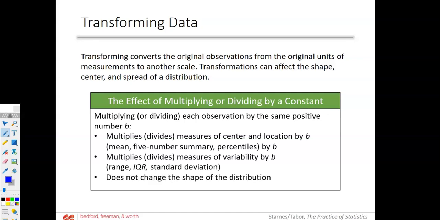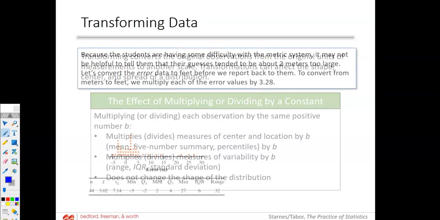When you multiply or divide, you can even think of dividing as multiplying by a fraction. Basically, whatever you multiply by, say B, the mean, median, all the measures of center would be multiplied by B. All of the measures of spread, right? Range, IQR, standard deviation, all multiplied by B. So they are affected. And it does not change the shape of the distribution. It spreads it out a little bit, but the actual shape, skewed right, skewed left, approximately symmetric, will still be intact. So that's interesting. It won't affect the shape if you do that.